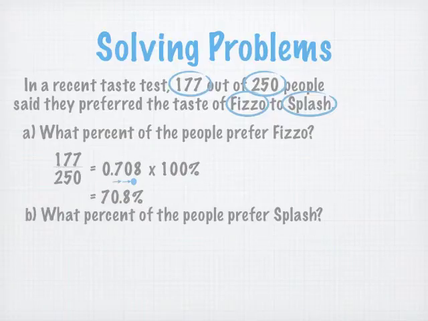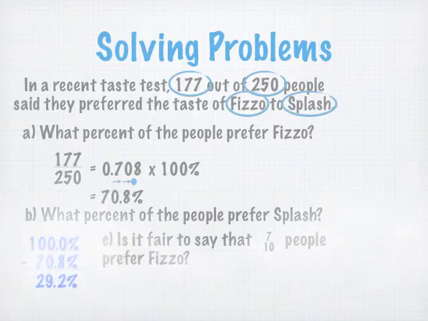B. What percent of the people prefer Splash? Now, using percent, there are 100% of the people, that's everybody, and 70.8% of them liked Fizzo, so the other percentage is going to be the difference between 100 and 70.8. So we'll subtract 100 minus 70.8, and I don't need to use the calculator here. That gives us 29.2%. Those are the people that like Splash.